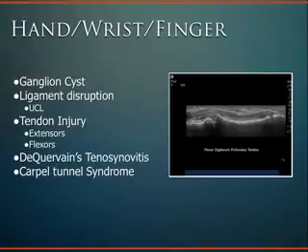Tendon injuries, whether it's your extensor or flexor tendons, De Quervain's tenosynovitis, a very common complaint in the clinic. Again, can be very easily visualized. I'll show some images of that. And then carpal tunnel is an area that ultrasound is being used for a lot, not only for imaging, but also ultrasound guidance for injections of the carpal tunnel.